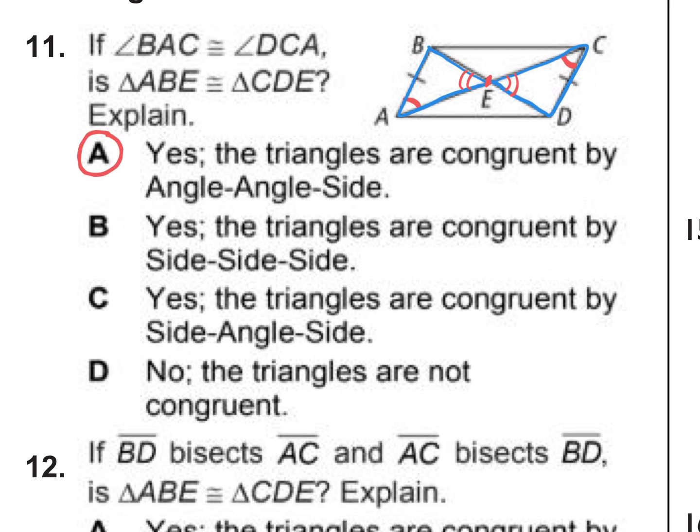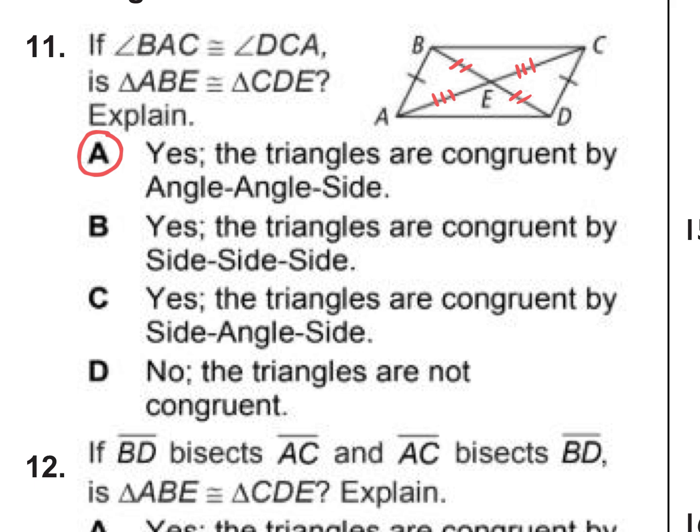Now, when you're moving on to number 12, you forget all the information you just learned in number 11. So I'm going to erase my picture. We're moving on to a whole new problem. On number 12, it says if BD bisects AC and AC bisects BD. What does the term bisect mean? It means it crosses. Liam, what'd you say? It splits it in half. Yep. So these 2 lines right here get split into 2 equal parts. So I can assume that this half is congruent to this half, and this half is congruent to this half.